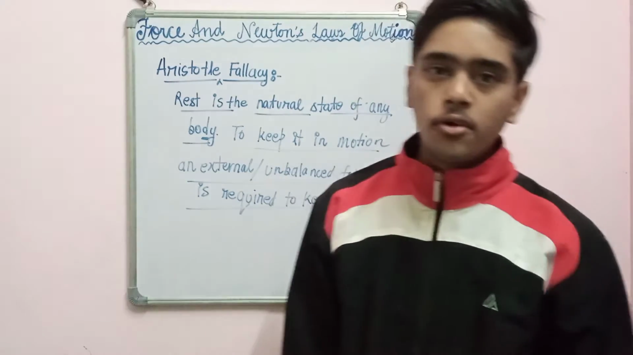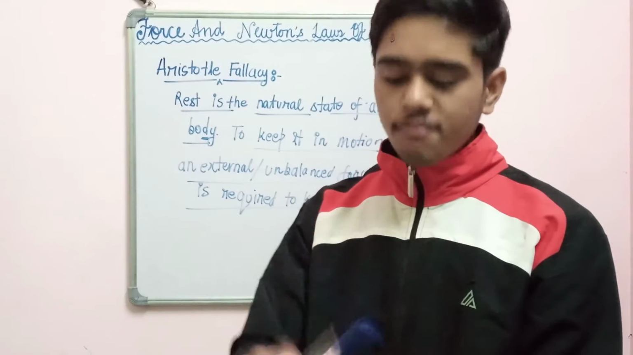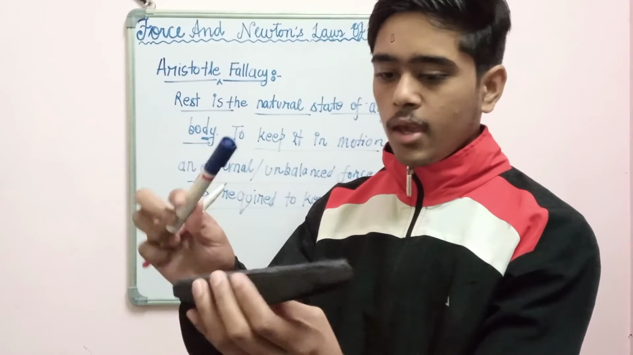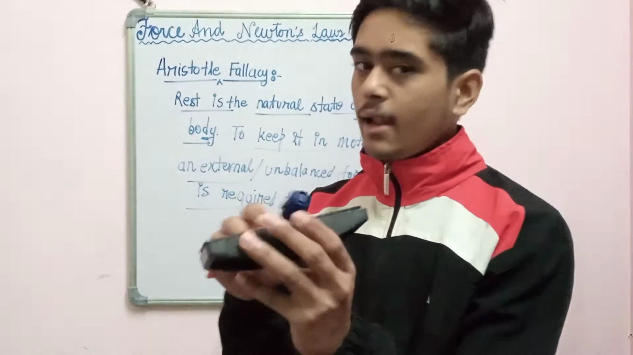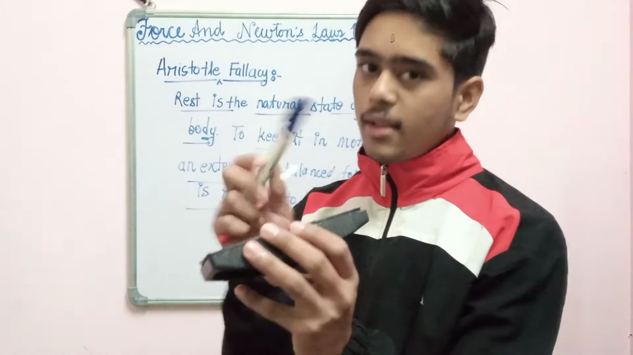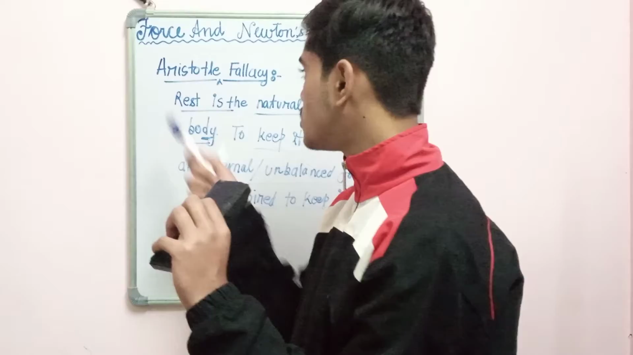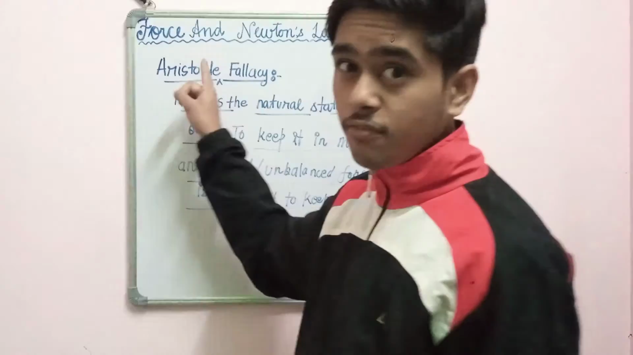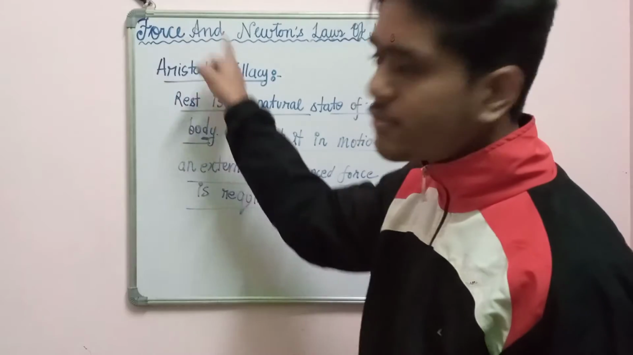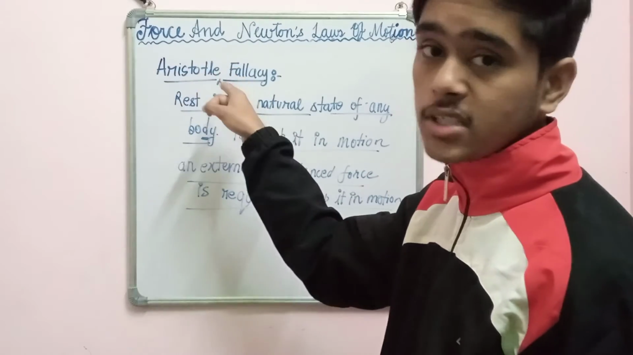This is what Galileo actually conducted, an experiment the same way that I showed you here. He took two inclined planes, and after he conducted the experiment, he concluded that Aristotle was actually wrong. Aristotle was one of the respected personalities of that era, and nobody ever questioned his legitimacy.